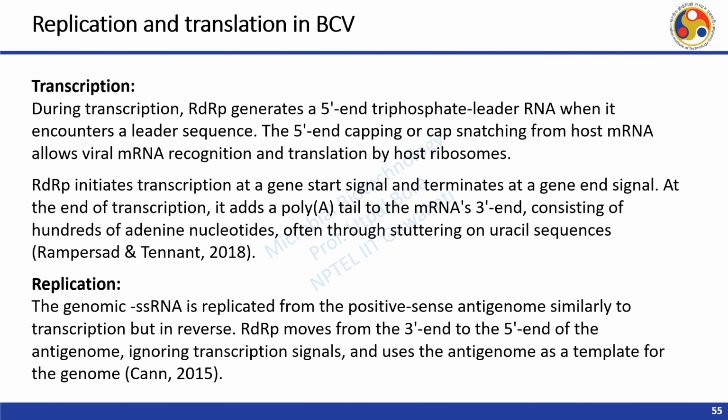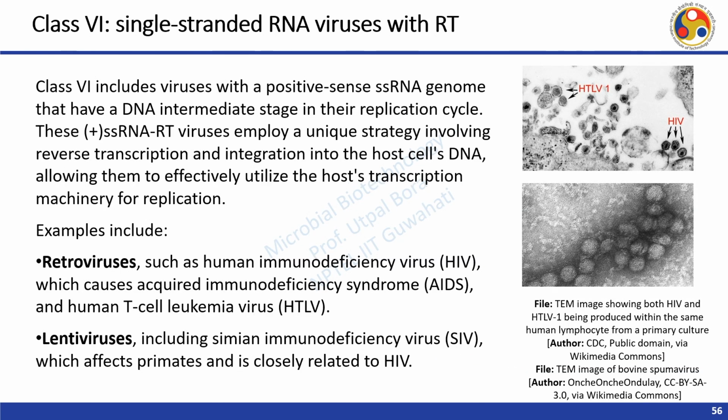At the end of transcription, it adds a poly A tail to the mRNA's 3' end consisting of hundreds of adenine nucleotides, often through stuttering on uracil sequences. Replication. The genomic negative ssRNA is replicated from the positive sense antigenome similar to transcription, but in the reverse way. RDRP moves from the 3' end to the 5' end of the antigenome, ignoring transcription signals, and uses the antigenome as a template for the genome.